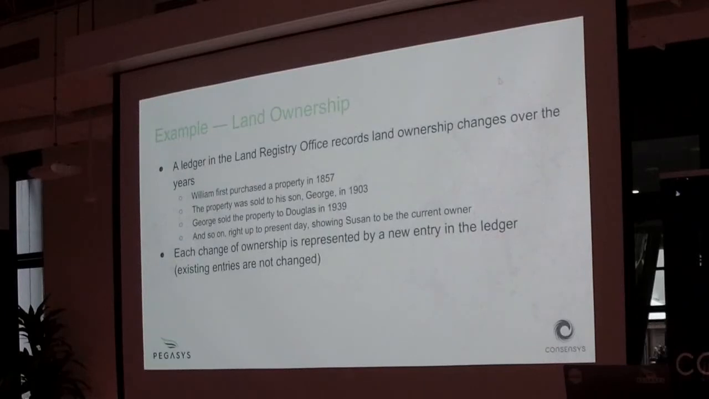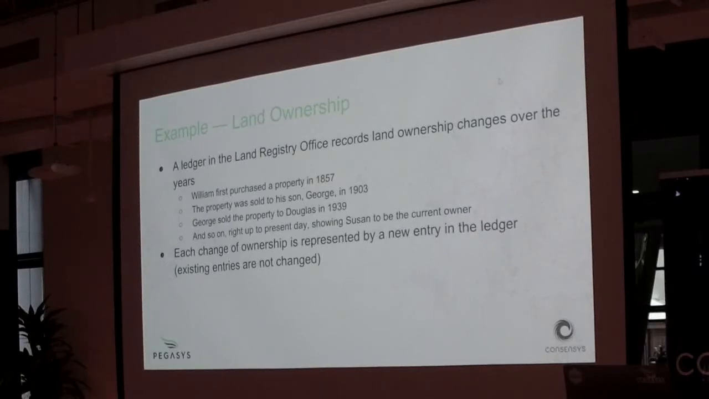So let's look at an example. Let's look at a land title registry example. If we were to go to the land registry office here in Brisbane, we could probably find a whole archive room full of general ledger books that would track land ownership over time. For example, William purchases property back in the 1800s. He then on-sells that to his son, who then on-sells it to someone else, and then finally, right up to present day, that ledger shows Susan to be the present owner of that plot of land.